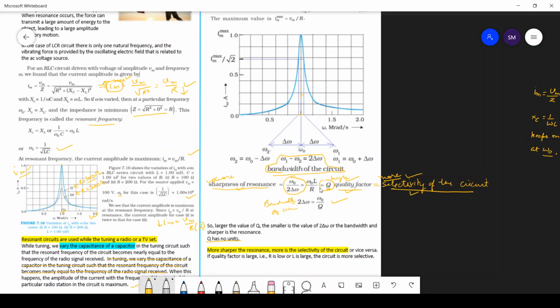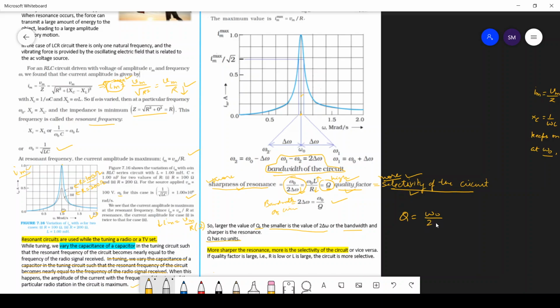you can clearly see that R is inversely proportional to Q. So if you want Q to be high, you want R to be low. And what about L? You want L to be high. So quality factor is directly proportional to L and inversely proportional to R. So a larger value of Q means you also need a smaller value of 2 delta omega. Smaller is the bandwidth, then only Q will be larger.